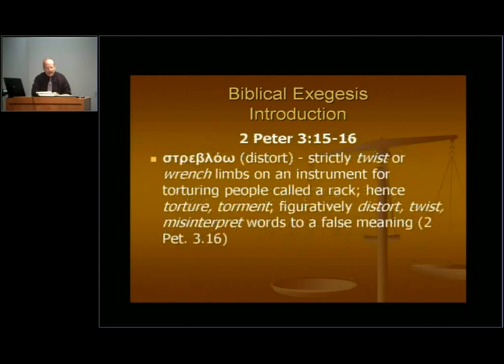Then he says that these untaught and unstable, they twist. This is a gross word, because it really has the idea of twisting and torturing a body on a rack.